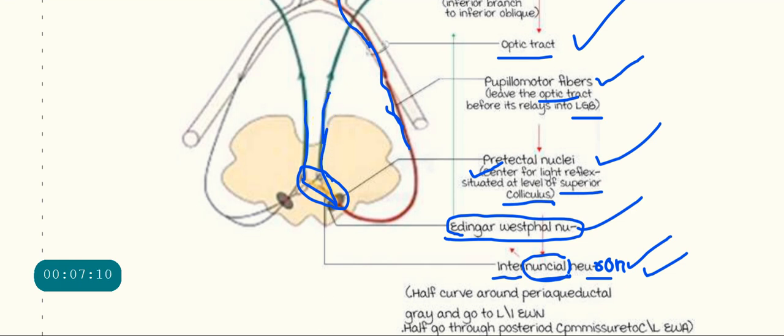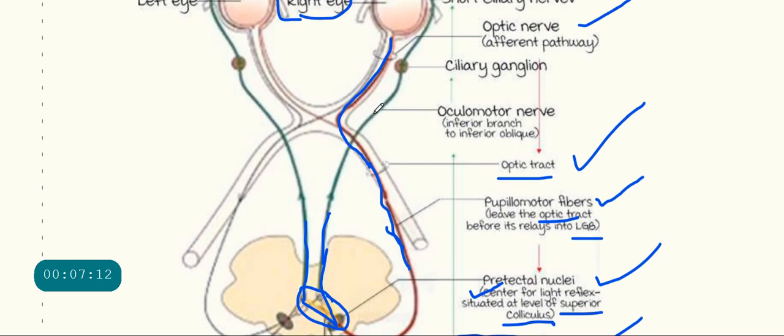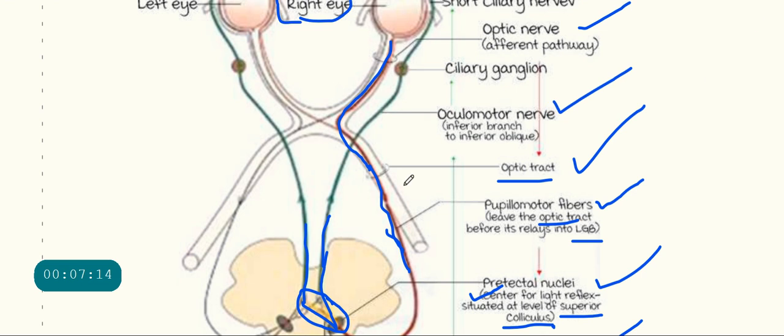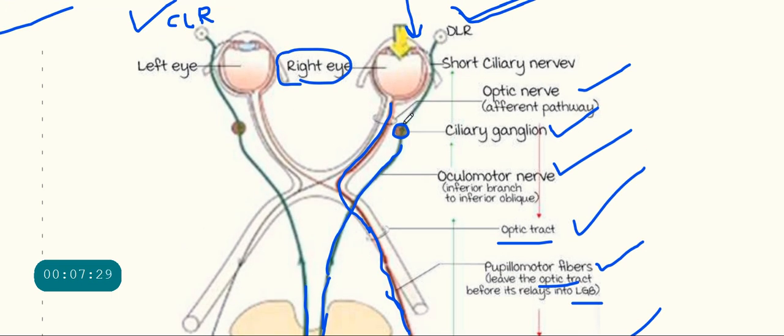Then these sensations are carried by the oculomotor nerve. This greenish color that you can see is the nerve which goes to the ciliary ganglion, and ultimately this ciliary ganglion goes to the short ciliary nerve, and your pupil is going to constrict.